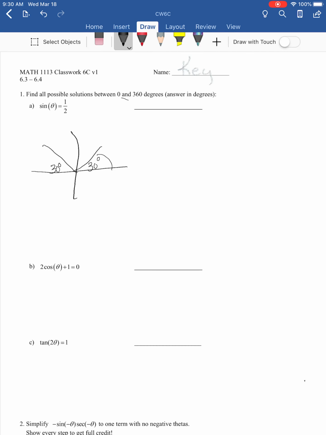So this angle is actually 30. This angle is 180 minus 30, which is 150. And that's the two angles that give you the solution. So theta is equal to 30 degrees and 150. That's problem number 1.